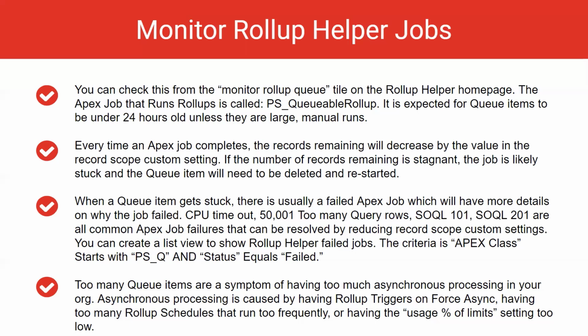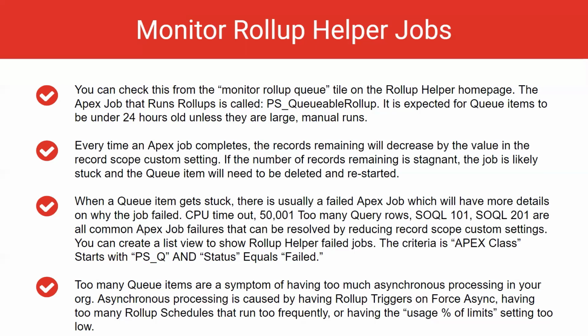CPU timeout, 5001, too many query rows, SOQL 101, and SOQL 201 are all common Apex job failures that can be resolved by reducing record scope custom settings. You can create a list view to show Rollup Helper failed jobs. The criteria is Apex class starts with PS_queue and status equals failed.